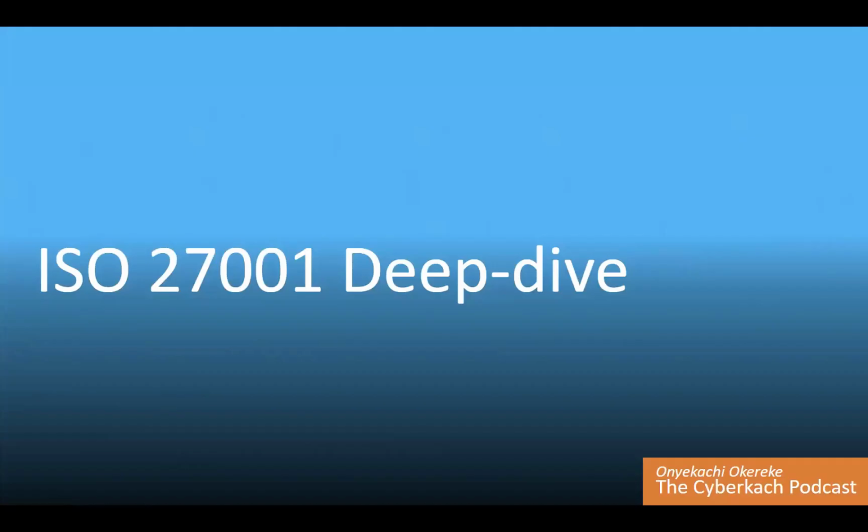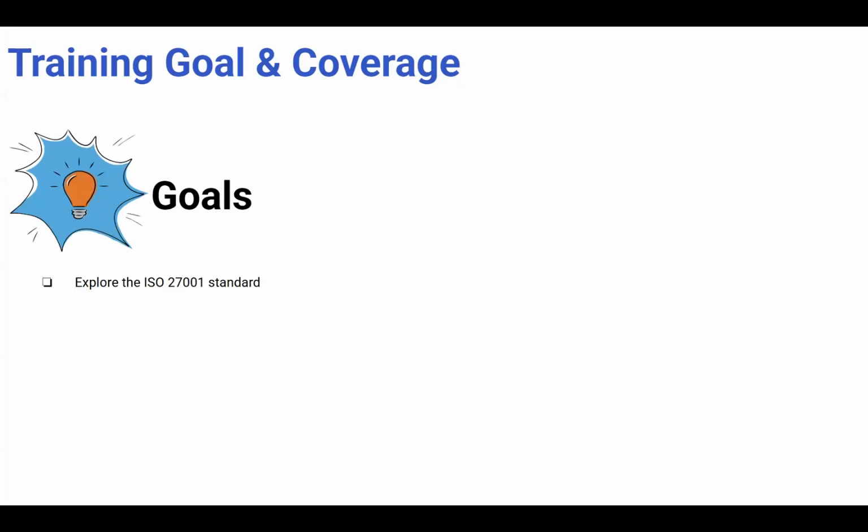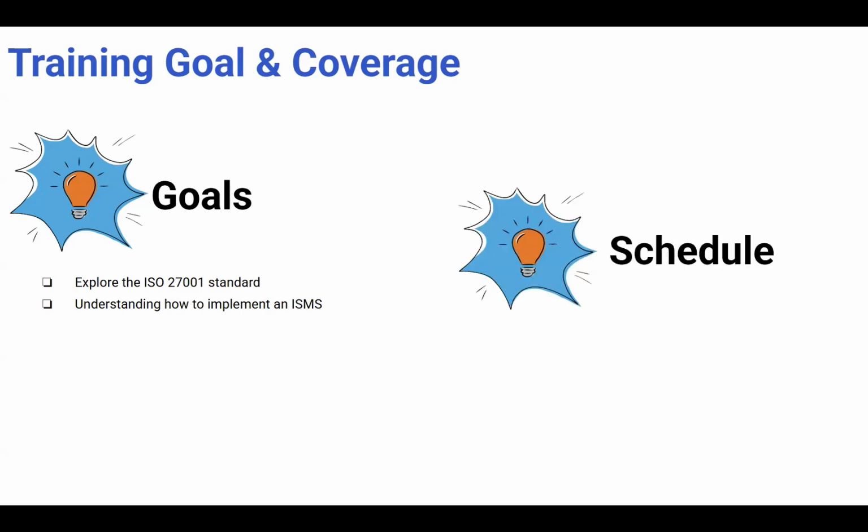So, like I had said, we'll be going through the ISO 27001 standard across a series of videos. But what will we look at in this first video, and what will the training even cover? First of all, we will explore the ISO 27001 standard. And then the key thing is for everyone that goes through this series of videos to understand how to implement an ISMS. I will explain what each of these keywords mean in due time and what will be the schedule. Just to say, there will be at least 3 videos that will help us implement the goals to explore and implement an ISMS.